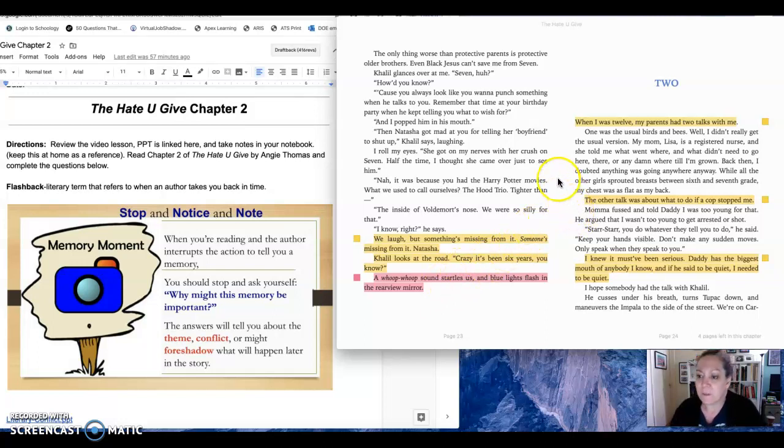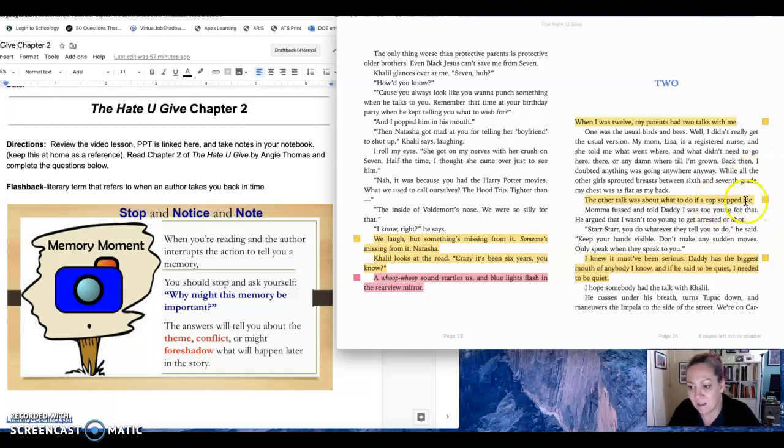When I was 12, my parents had 2 talks with me. One was the usual birds and bees. Well, I didn't really get the usual version. My mom, Lisa, is a registered nurse, and she told me that what went where and what didn't need to go here, there, or any damn where till I'm grown. Back then, I doubted anything was going anywhere anyway. While all the other girls sprouted breasts between 6th and 7th grade, my chest was as flat as my back. The other talk was about what to do if a cop stopped me.